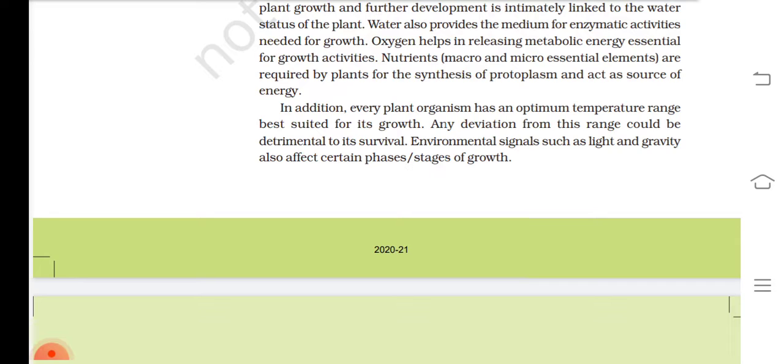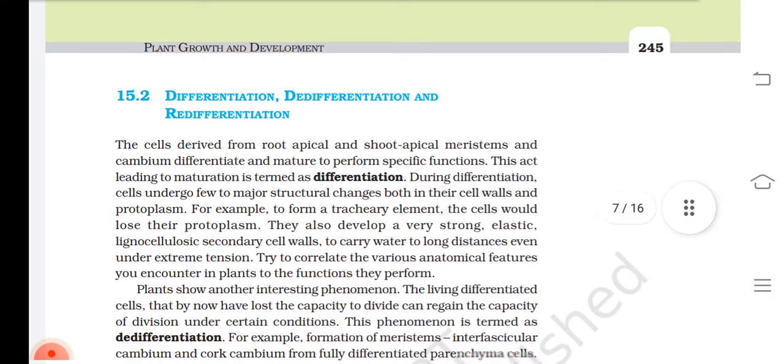In addition, every plant organism has an optimum temperature range best suited for its growth. Any deviation from this range could be detrimental to its survival. Environmental signals such as light and gravity also affect certain stages of growth.